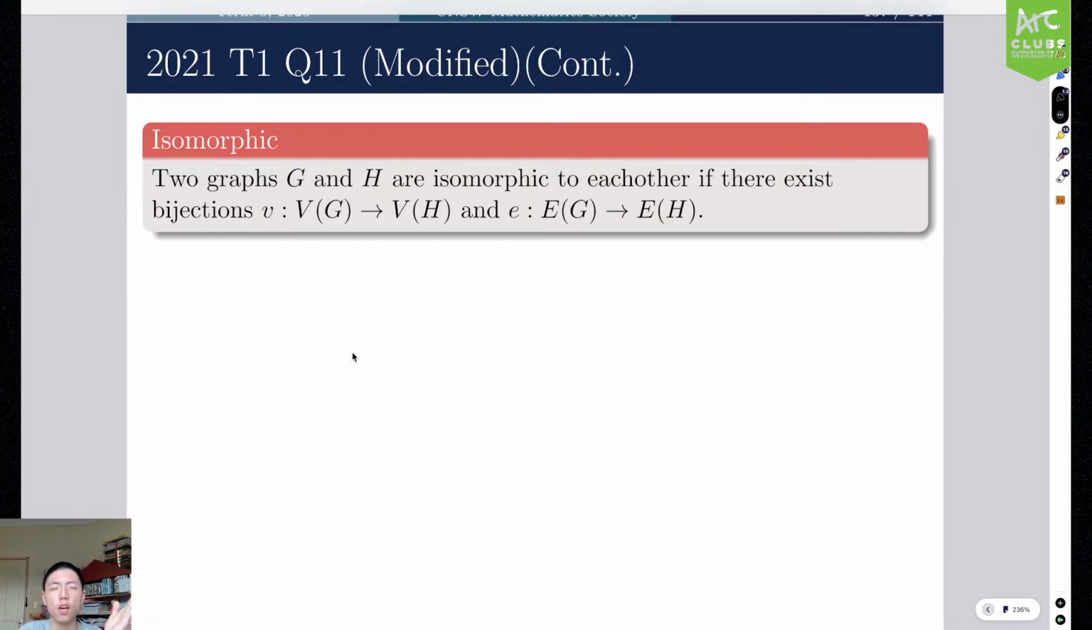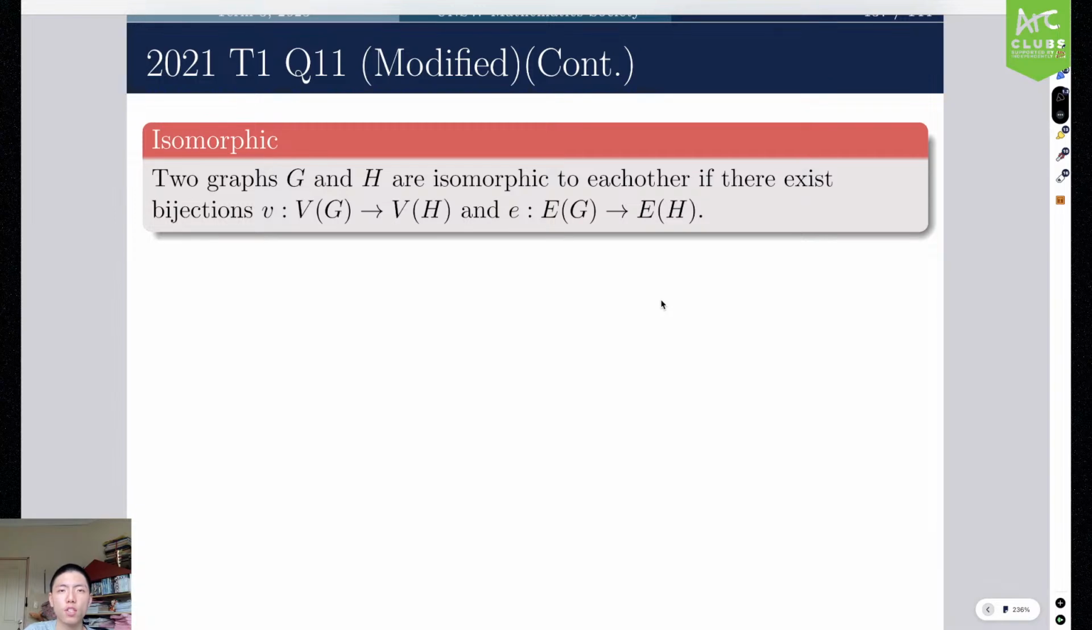So there exists a one-to-one correspondence between the vertex set from the beginning and the vertex set on the other graph, right? And it also is surjective. So that means that every single vertex on the right graph has a one-to-one correspondence that can go backwards to the beginning graph. So it goes backwards and forwards for the vertex and the edge sets.